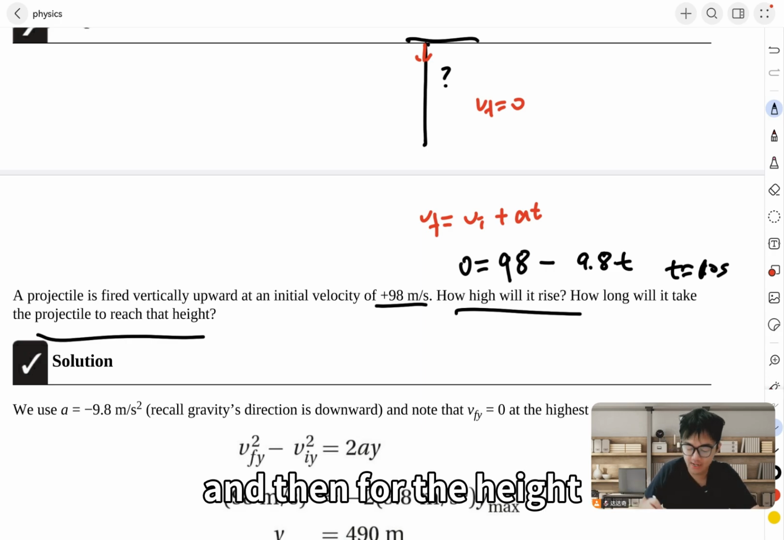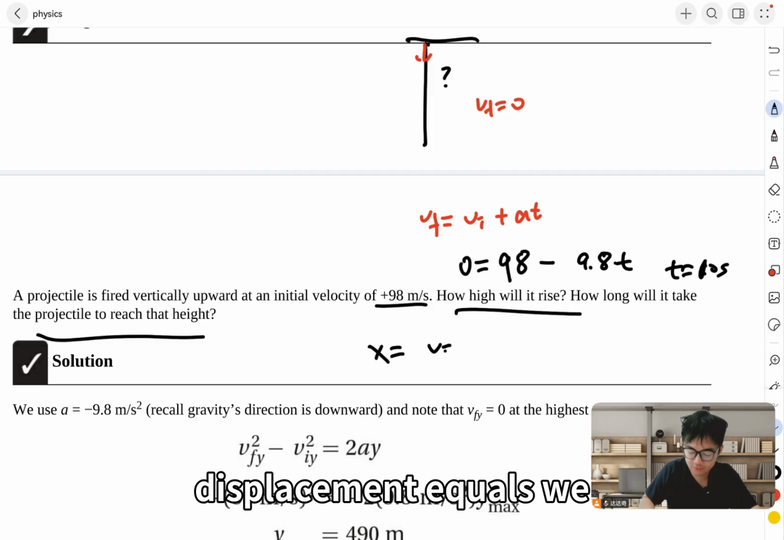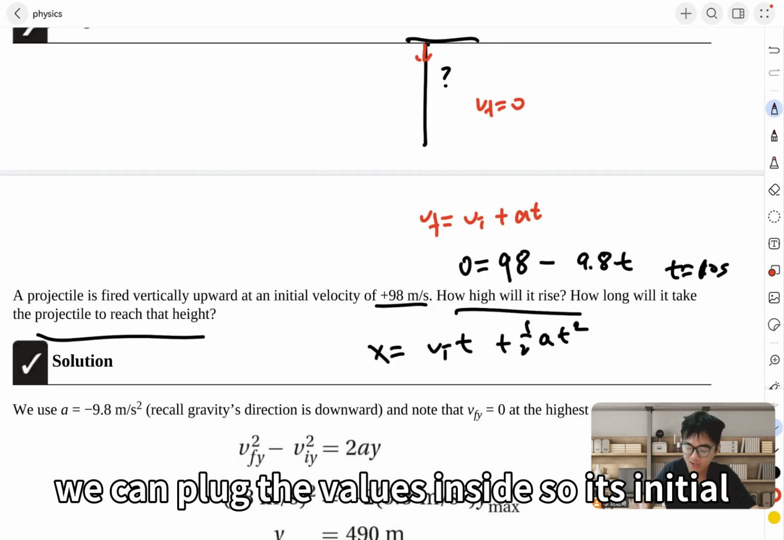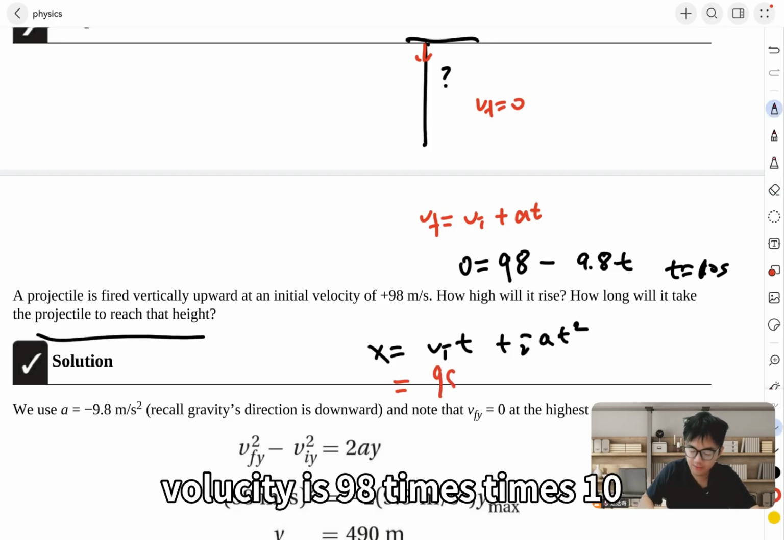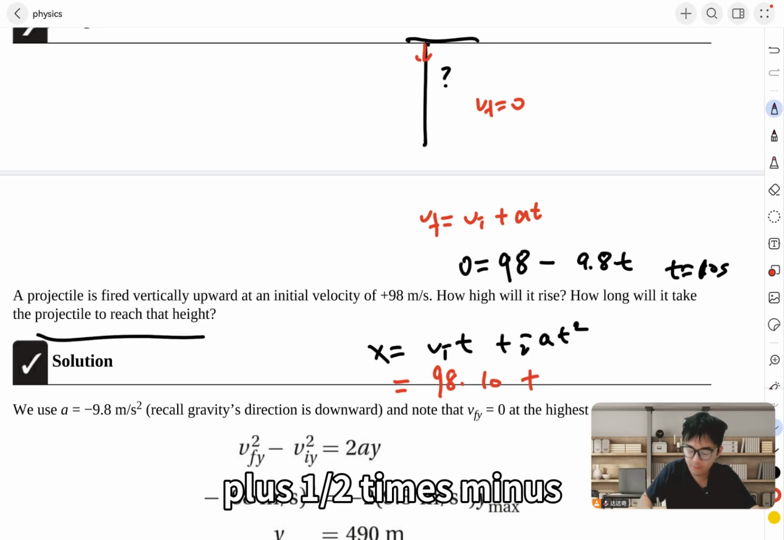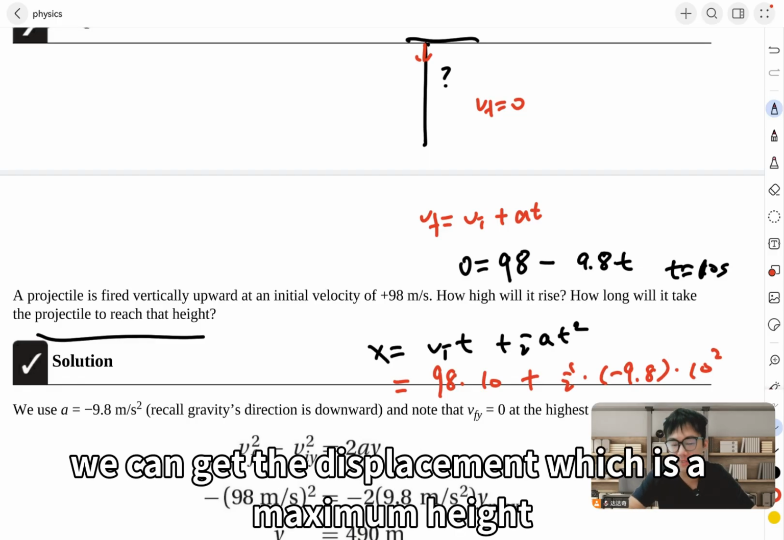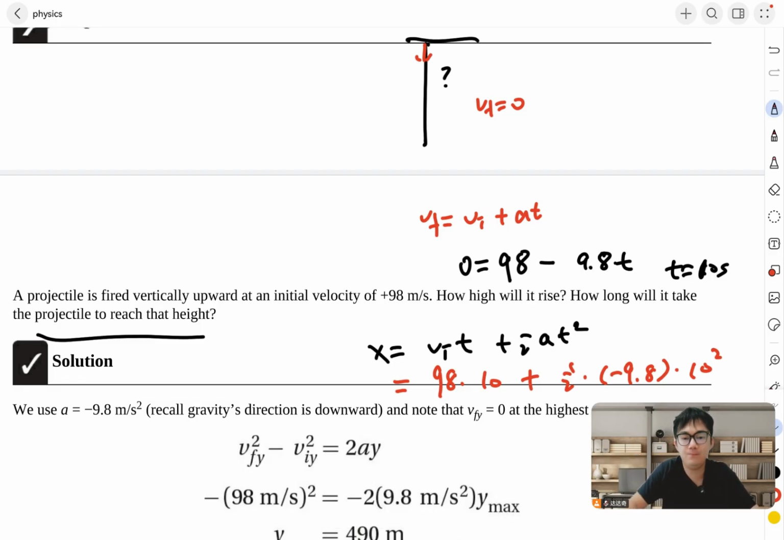And then for the height, displacement equals V initial times t plus 1/2 times a t squared. We can plug the values in, so its initial velocity is 98 times time 10 plus 1/2 times minus 9.8 times 10 squared. We can get the displacement, which is the maximum height.